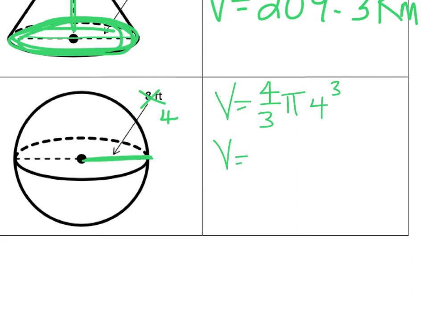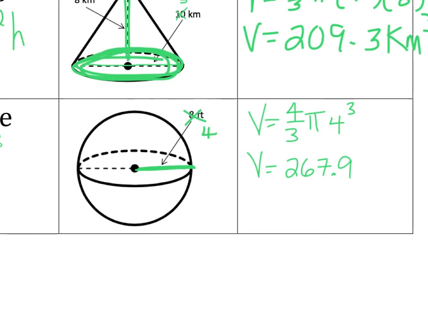Okay, so we're going to put that in our calculator, and again, I'm going to use 3.14 for all of these. You can use whatever is easier. 267.9, and this one was feet cubed.